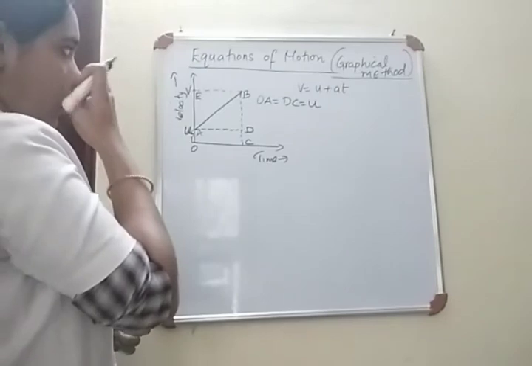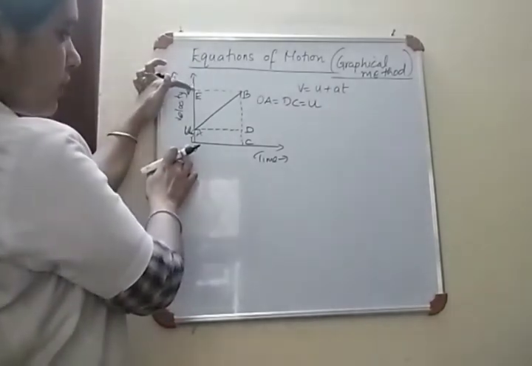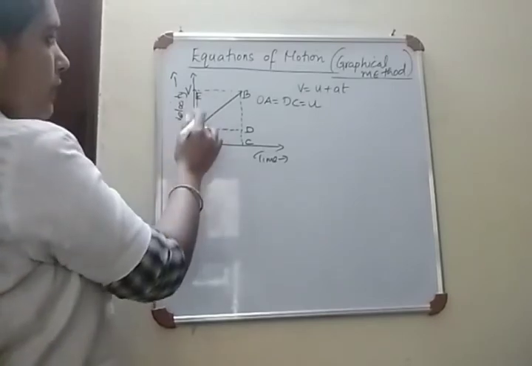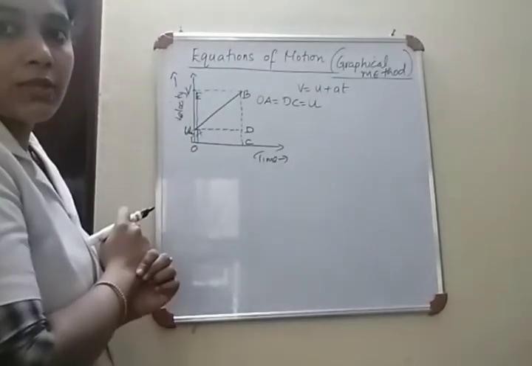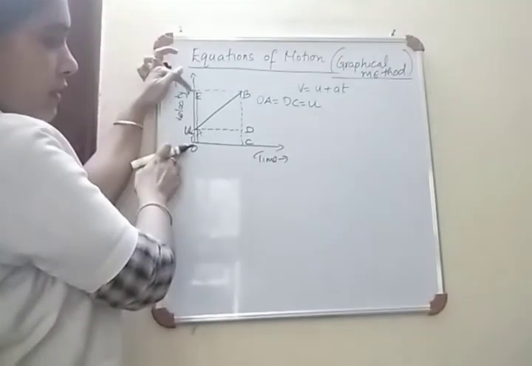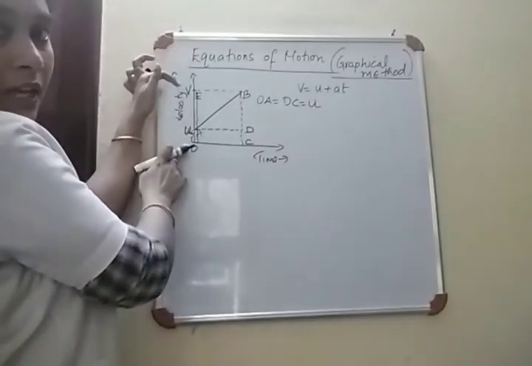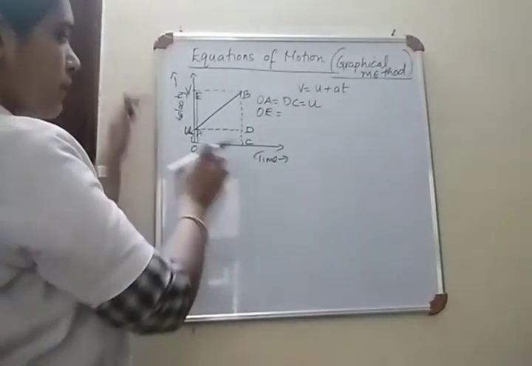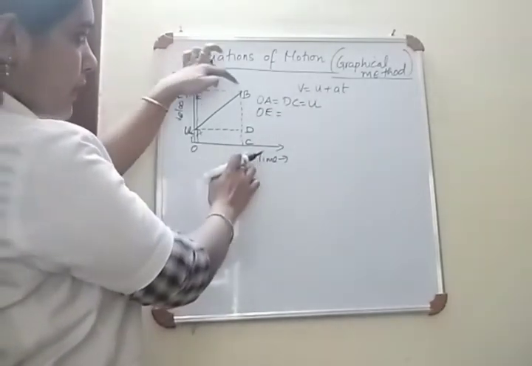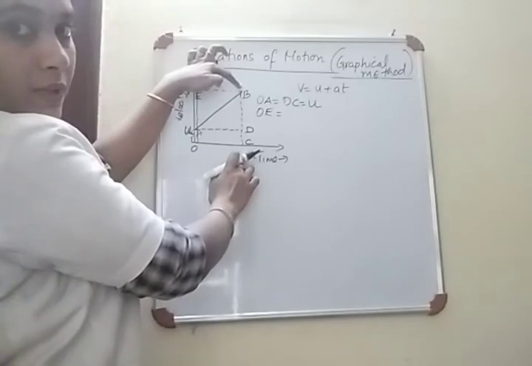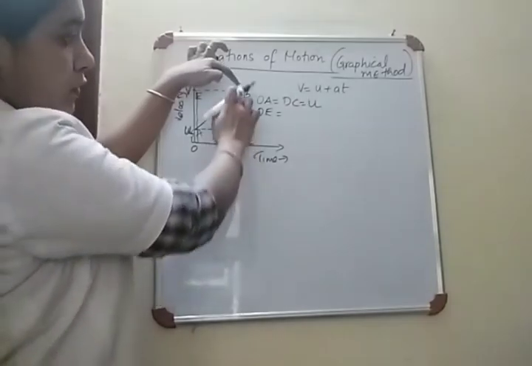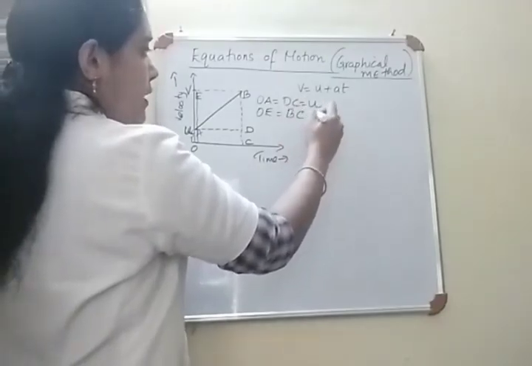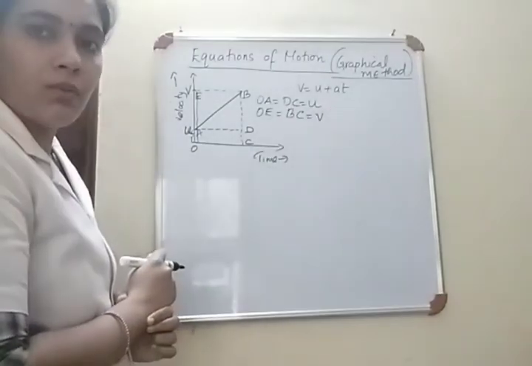Next, what is OE? This is OE. OE is equal to final velocity v. And this OE will be equal to BC, right? Both are parallel. So OE equal to BC equal to final velocity v.